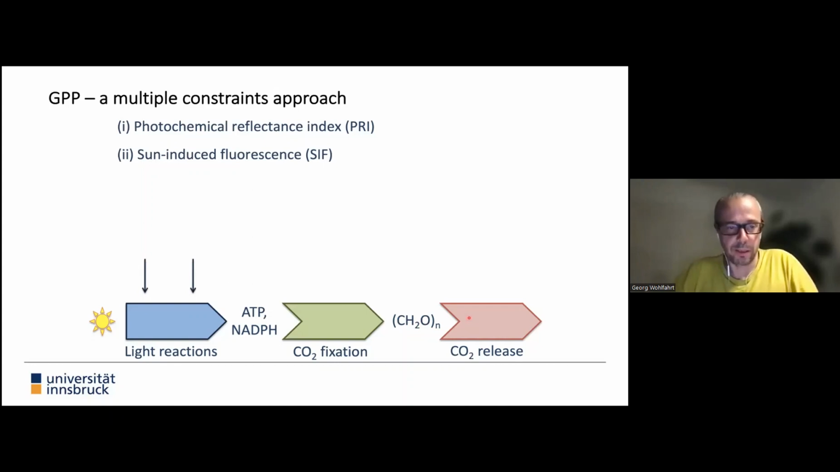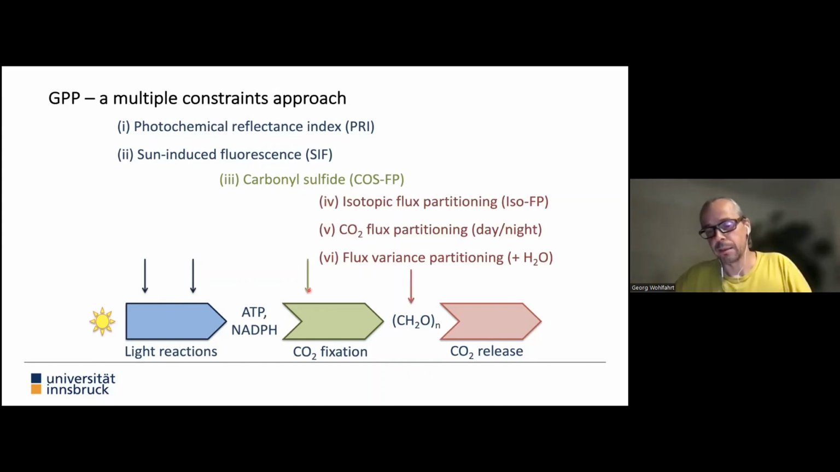One is one that Tim already mentioned, the sun-induced or solar-induced chlorophyll fluorescence, and there's another one based on a reflectance index, the so-called photochemical reflectance index. And both of these approaches target the light reactions. Then we have carbonyl sulfide, and as you'll see in a few minutes, carbonyl sulfide rather ties into the diffusion part of the photosynthesis, so the diffusion of CO2 into the leaf via the stomata. And then we have a bunch of methods that are placed at the intersection between the uptake of CO2 and the release, so the CO2 flux partitioning as it is applied in the FluxNet processing of data falls in this category.